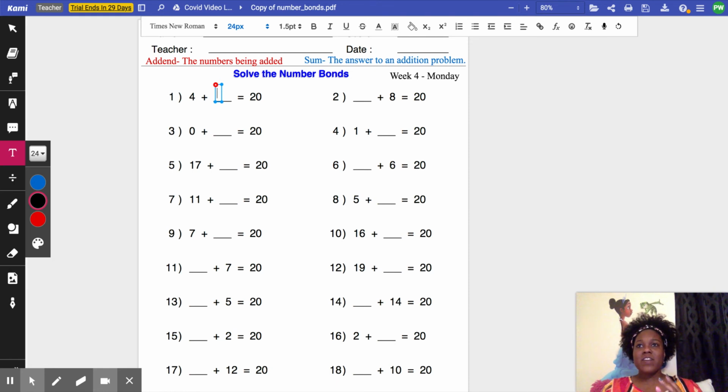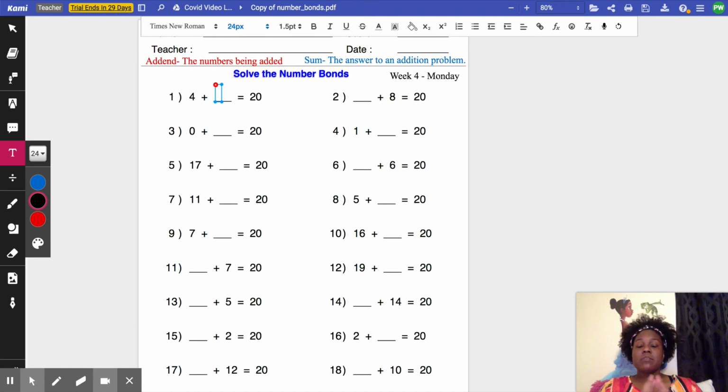So we've got to use what we call inverse operations, which are operations or addition and subtraction problems. They are the opposite of each other. So addition is the opposite of subtraction. Subtraction is the opposite of addition. So I can use addition to solve a subtraction problem, or I can use subtraction to solve an addition problem.